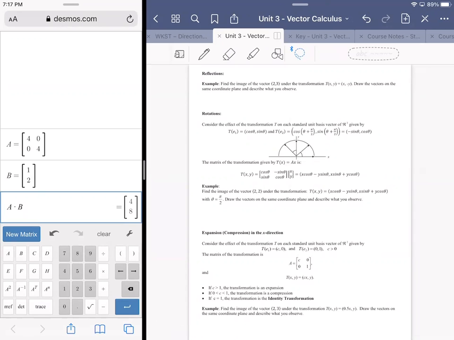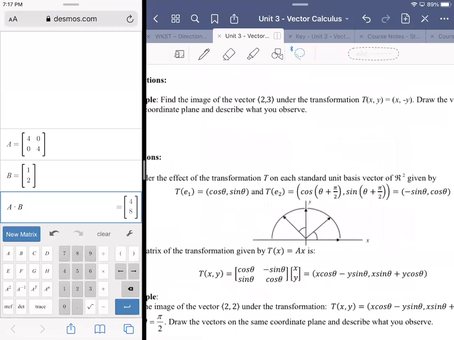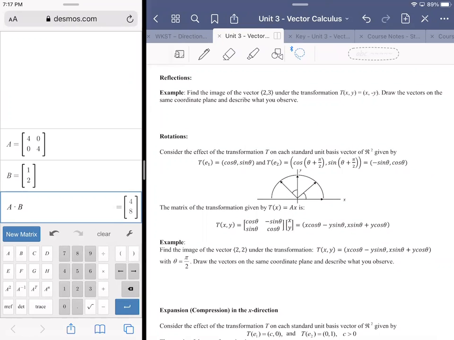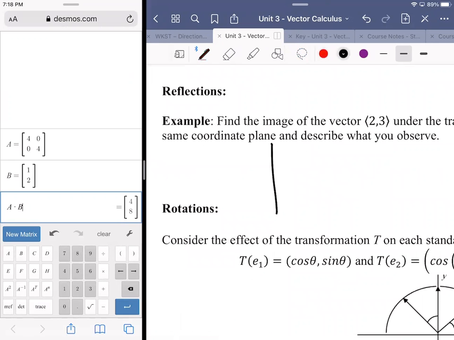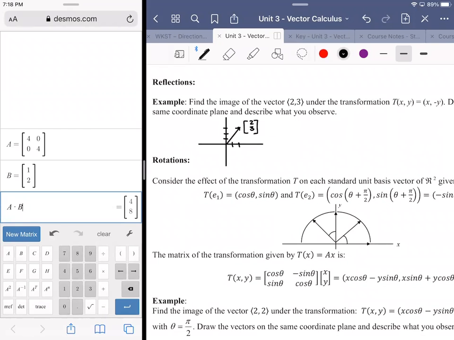So let me take you through the process for actually transforming a coordinate. Find the image of vector 2, 3 under the transformation of (x, -y), and then draw the coordinates and describe what you observe. So if I have vector 2, 3 in the xy coordinate plane, I'm going to write it like this, 2, 3. The transformation is (x, -y). All right, so x stays put, y gets negated.